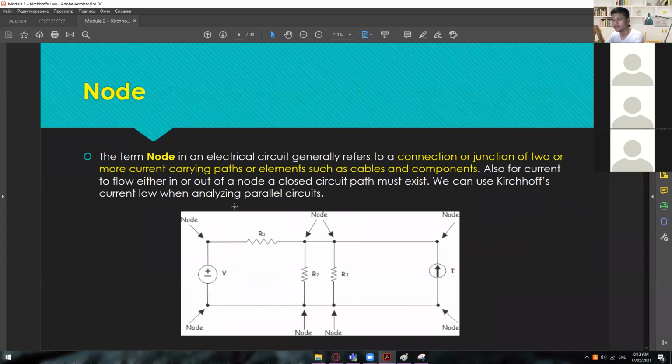Then let's talk about node. The term node in an electrical circuit generally refers to a connection or junction of two or more current-carrying paths or elements, such as cables and components. Also, current must be able to flow either in or out of a node or closed circuit path. We can use KCL, or Kirchhoff's current law, when analyzing a parallel circuit. Here, you can say that junction is equal to node, or node is equal to junction.